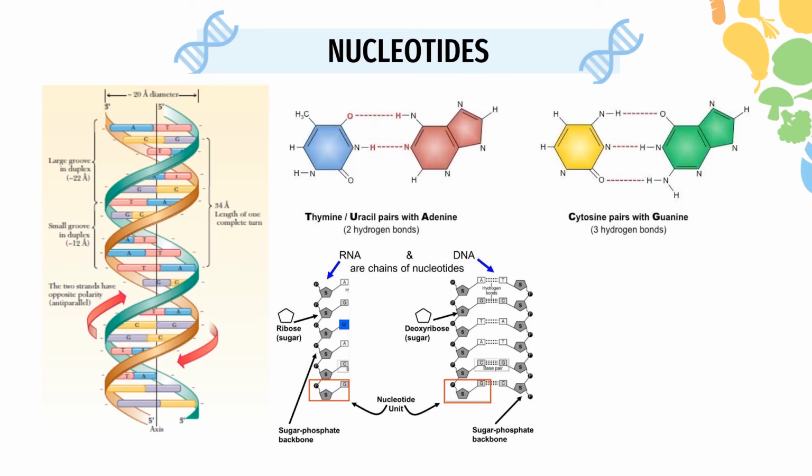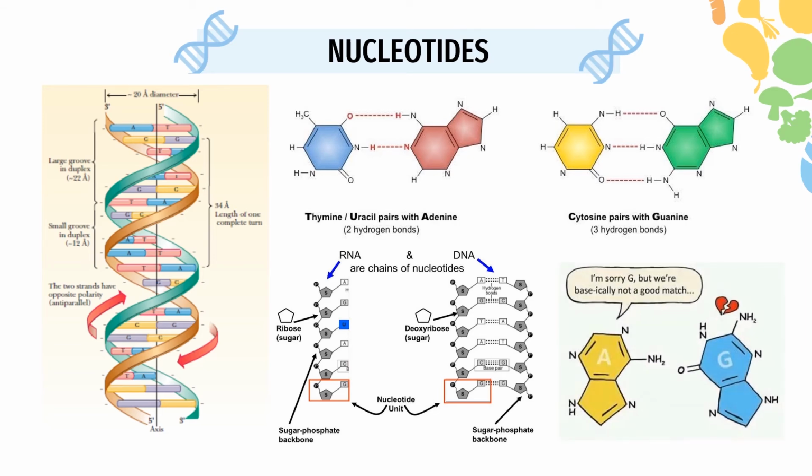The pattern of complementary base pairing is that adenine will always form 2 hydrogen bonds with thymine or uracil, while guanine will always form 3 hydrogen bonds with cytosine.